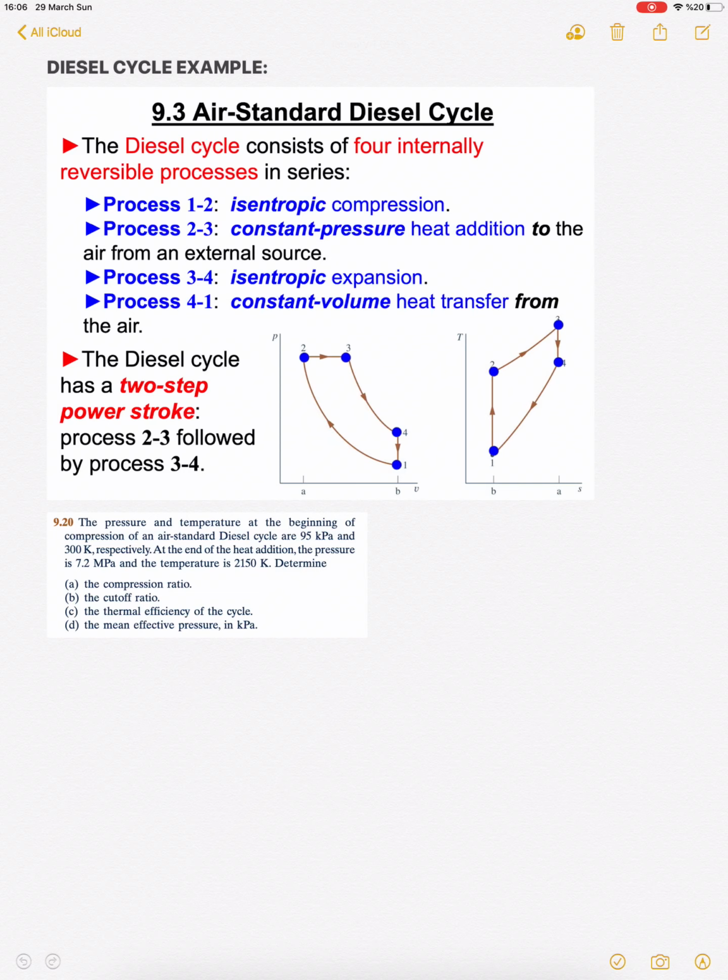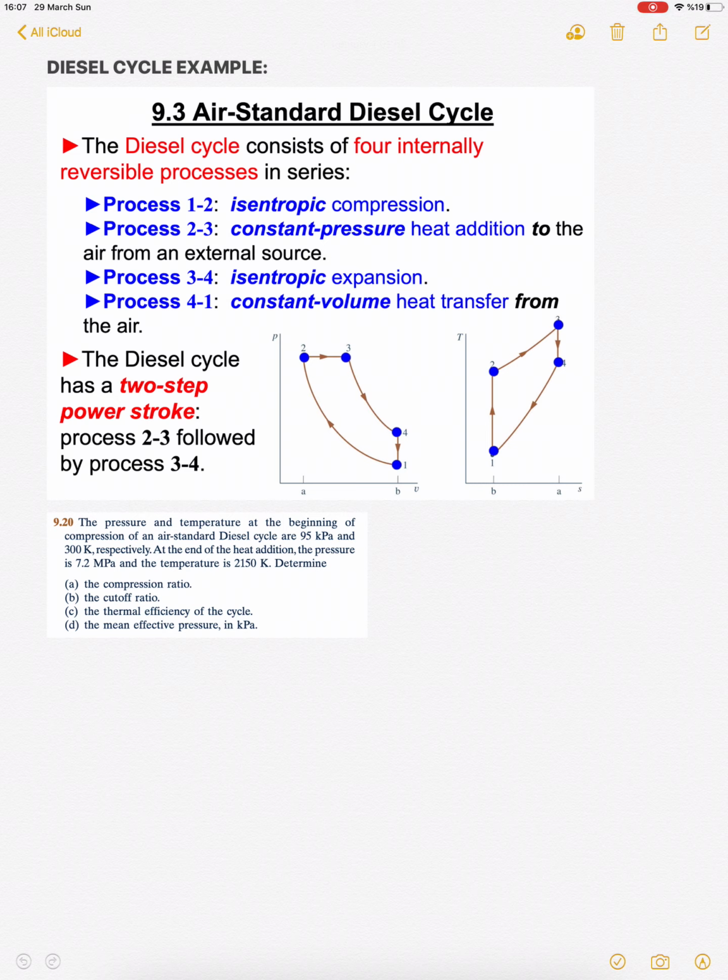Hello again. Our first example was about the Otto cycle, which simulates the operation of gasoline-engined internal combustion engines. Now the diesel cycle example, which we call the air standard diesel cycle, is similar, but it simulates the diesel engine better.